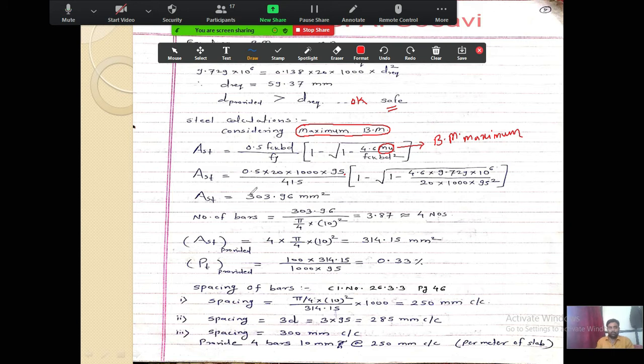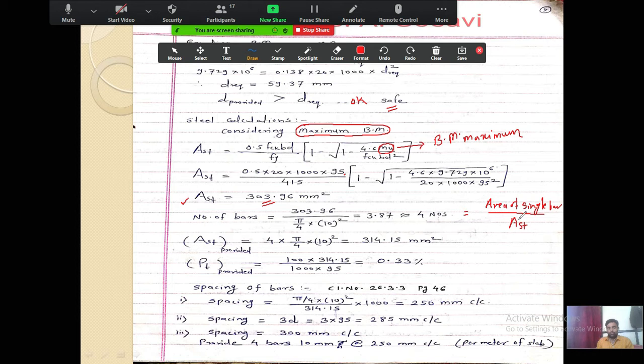So now if you put all these values, you will get Ast equal to 303.96 mm square. This is the value of Ast. Now after the Ast, calculate the number of bars. So how do we calculate the number of bars? For the number of bars, the formula is area of single bar divided by Ast. This is the formula.